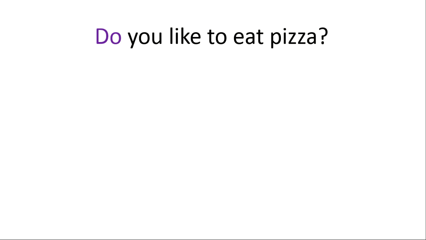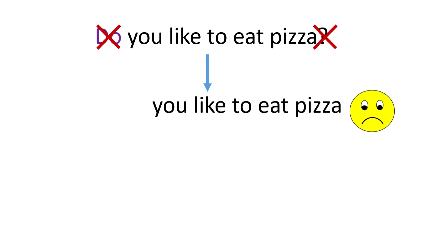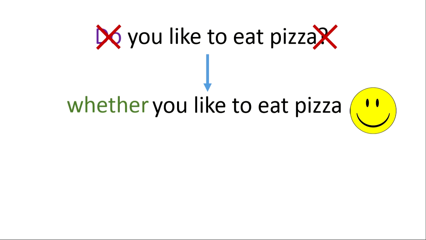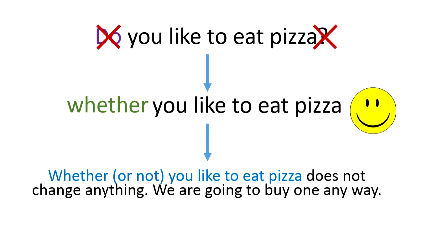Here we go again, the same example. We get rid of do and question mark. You like to eat pizza. Then we have whether, and the guy's happy now. If you have noticed, I did not write if, and I'll tell you in a minute why. As you can see, this noun clause is used as the subject of the sentence. If you don't know what it means, just remember that it appears at the beginning of the sentence, and it means that the noun clause is the subject of the new sentence.